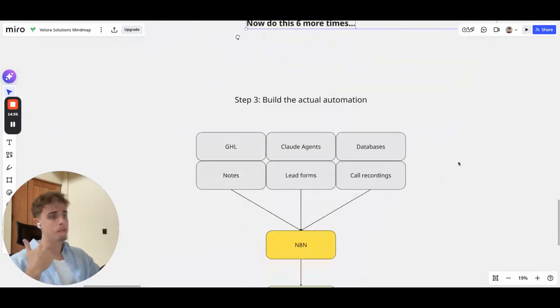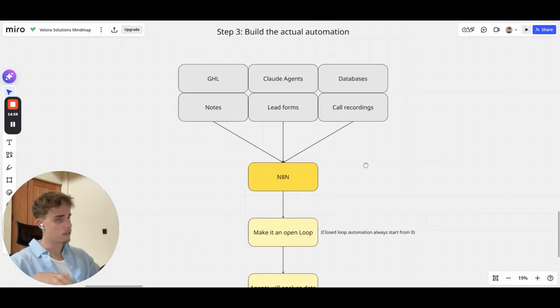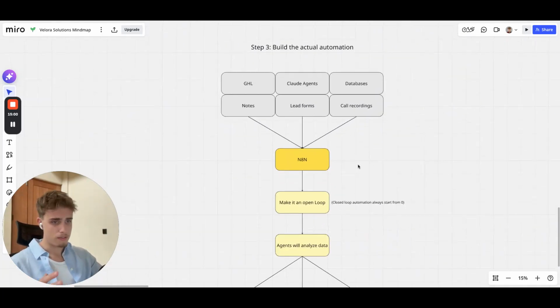Make the prompt and then build the automation. I'll make another video because I know that for some of you, what I'm saying right now is going to be completely like alien language. I know that a lot of people learn visually by seeing everything.